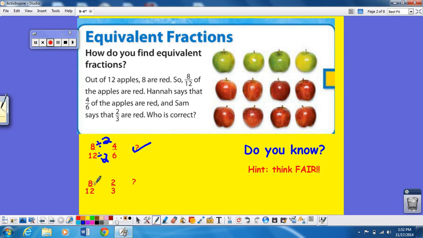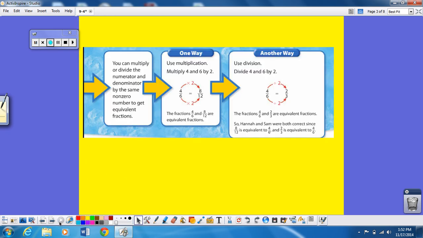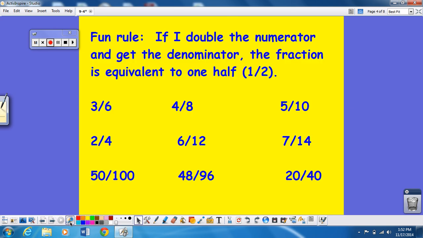So let's look down here. How would I get from 8 to 2? Well, I would divide by 4. So in order for 2/3 to be equivalent to 8/12, I have to be able to divide 12 by 4 as well and get 3, which I do. So we now know that 8/12, 4/6, and 2/3 are all equivalent fractions. And this slide just shows what we did. We multiplied by 2, or we can divide by 2, or you can choose any number as long as you do the same thing with the numerator and the denominator.